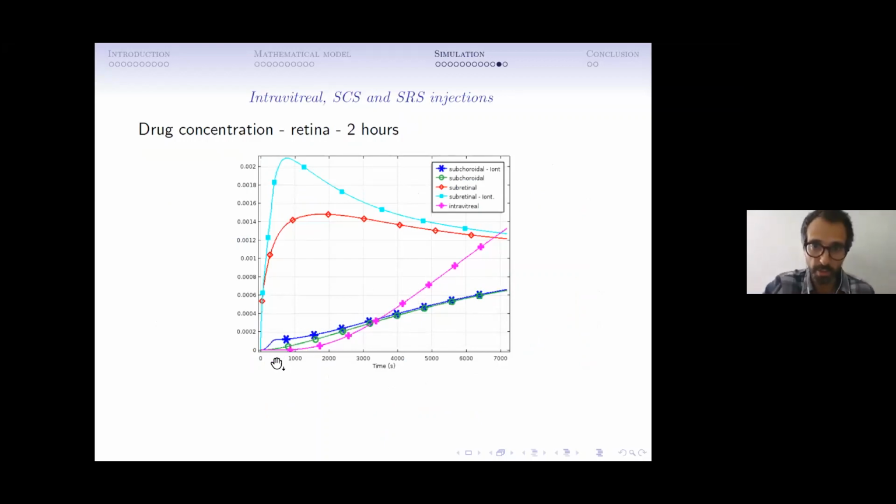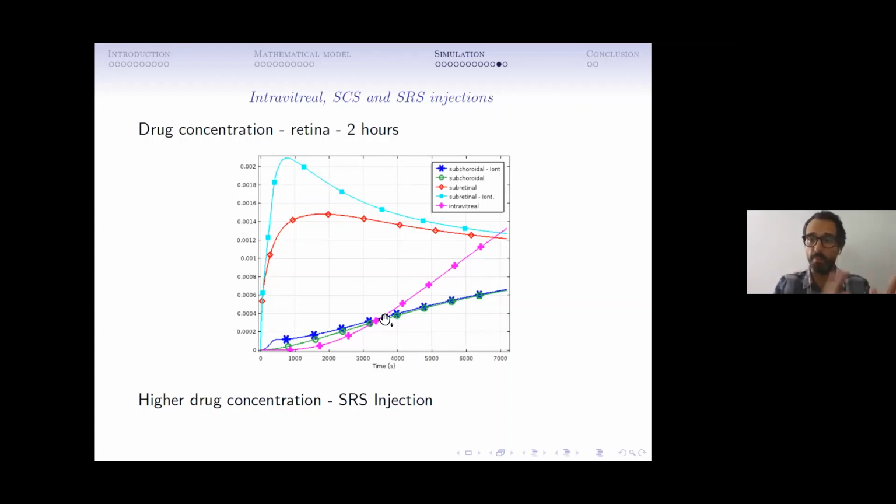So on purple, I have the results of the mean concentration in the retina when we consider an intravitreal injection. The other 2 colors, green and dark blue, are for the suprachoroidal space, and the light blue and the red color is for the subretinal injection. We can see that higher drug concentrations are achieved in this case.